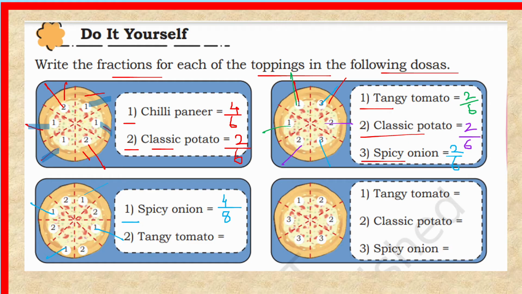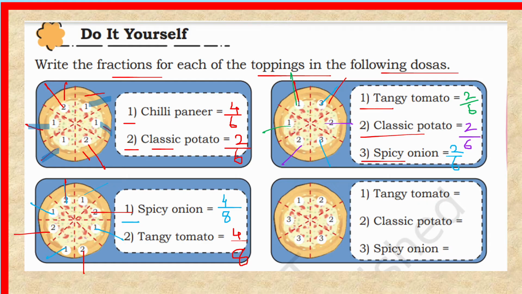Then, what about tangy tomato? Number 2 represents tangy tomato. See, this is 1, 2, 3, 4. So, fraction is 4 by 8. Out of 8 parts, 4 parts we have tangy tomato. So, fraction is 4 by 8.